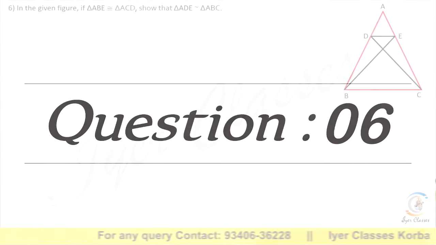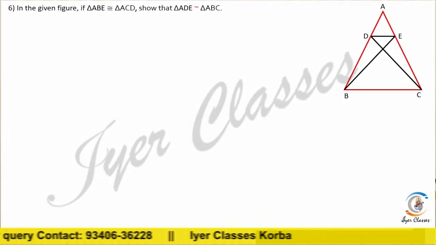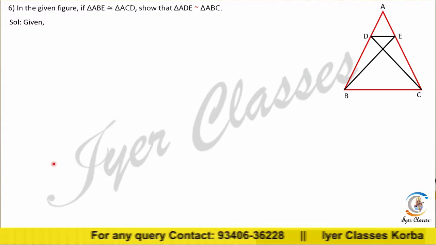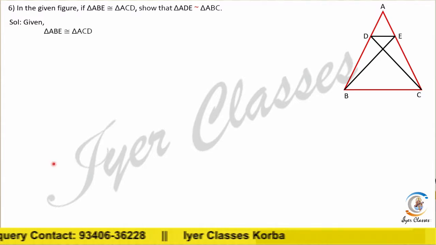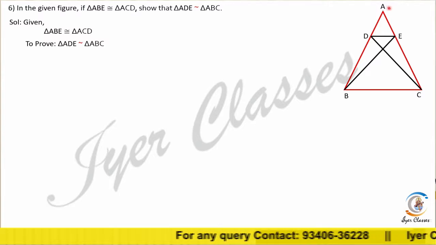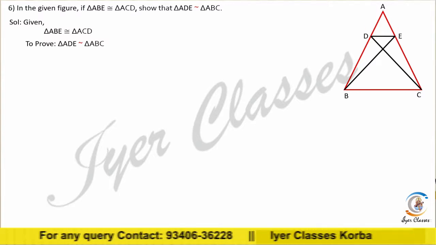In the figure, it is given that triangle ABE is congruent to triangle ACD, and show that triangle ADE is similar to triangle ABC. How do I prove it? Let us write whatever is given. Triangle ABE is congruent to triangle ACD, so corresponding parts should be equal, and we are supposed to prove that triangle ADE is similar to triangle ABC.